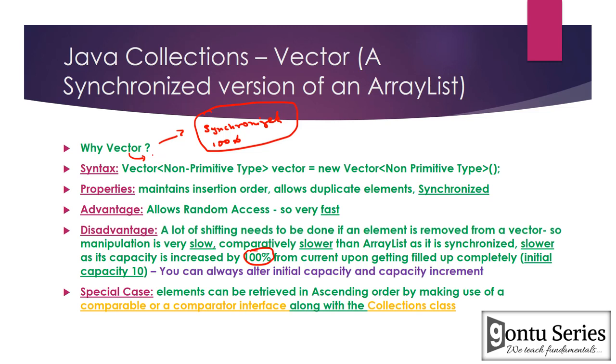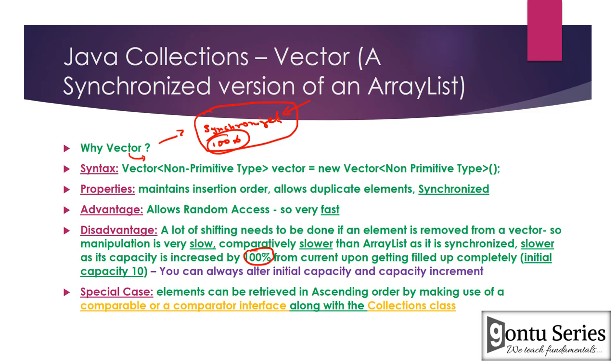Okay, so now why vector: whenever you want to make use of things in a synchronized environment, then you make use of a vector, and that's it. And well, this is a drawback. When its capacity is increased by 100% or some percentage, that is not the criteria why anyone is going to choose vector or an ArrayList. So this could be a significant point which you are going to consider when you choose an ArrayList or a vector.